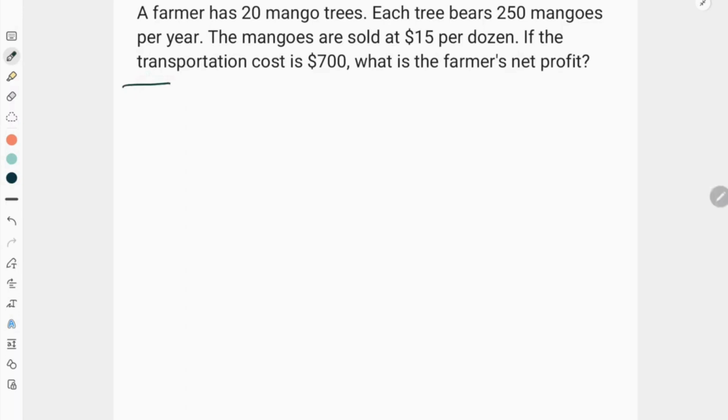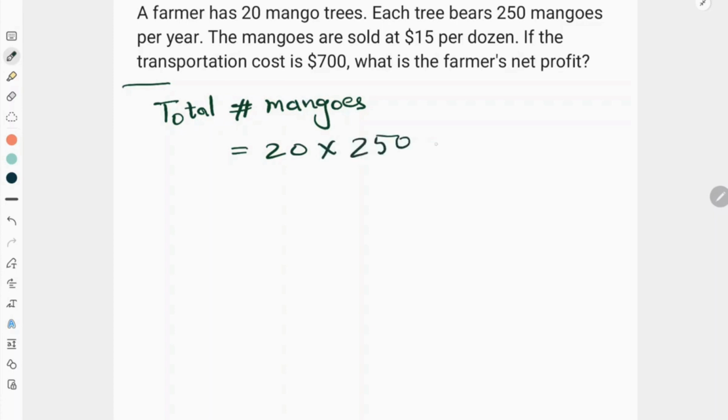So let's count the total number of mangoes first. And one thing I would like to emphasize here is, before we do any big multiplications or divisions, let's just lay out the problem, lay out the actual operations, and then we will multiply or divide as necessary. So total number of mangoes is 20 trees times 250 mangoes per tree. Let's keep this as is, let's not multiply it right now.